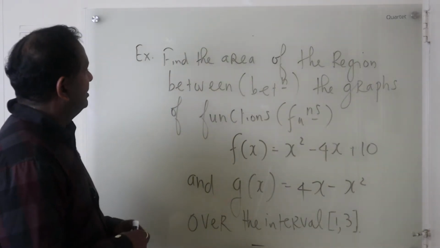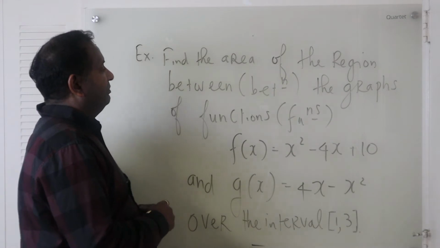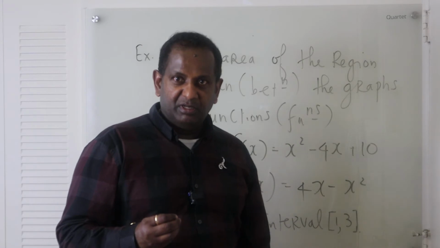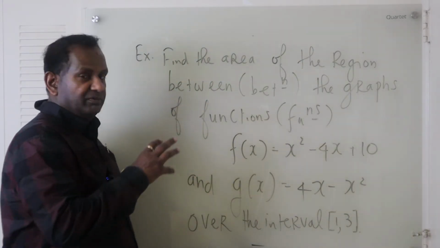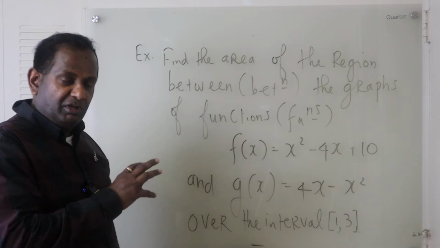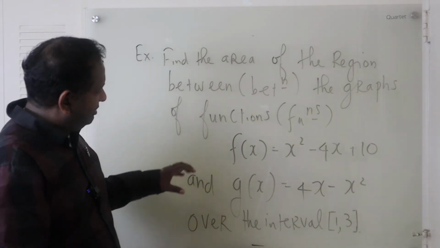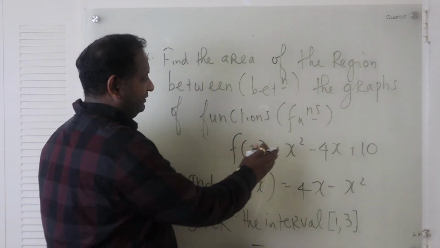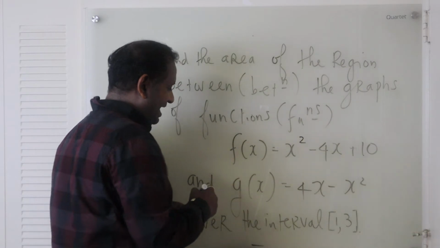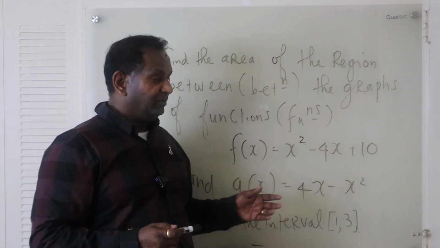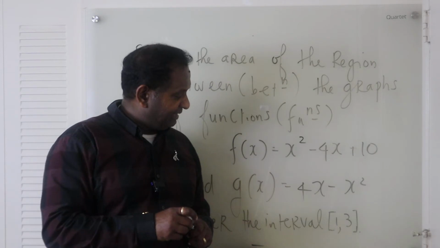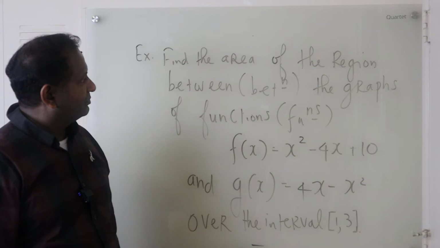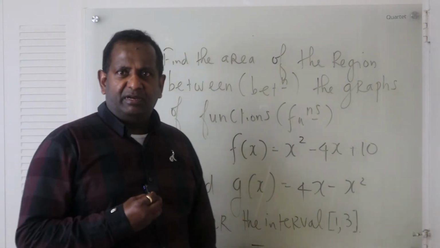This is the question. Find the area of the region entrapped between the graphs of these two curves, modeled by f of x, x squared minus 4x plus 10, and g of x, 4x minus x squared, over the interval 1 to 3. That's the question. How are we going to get this done?